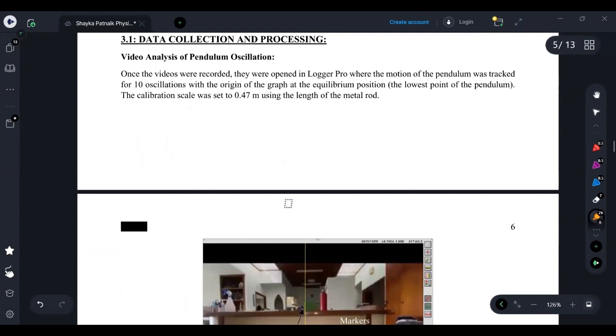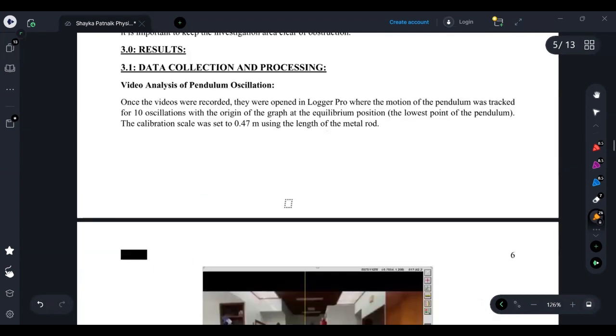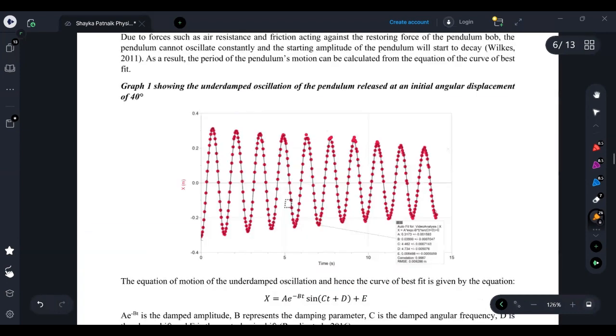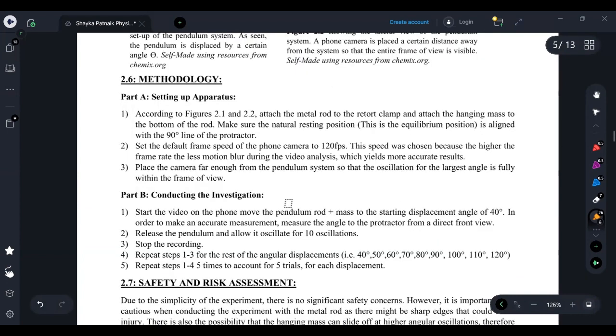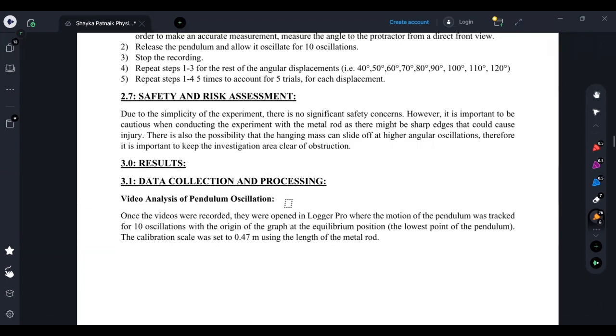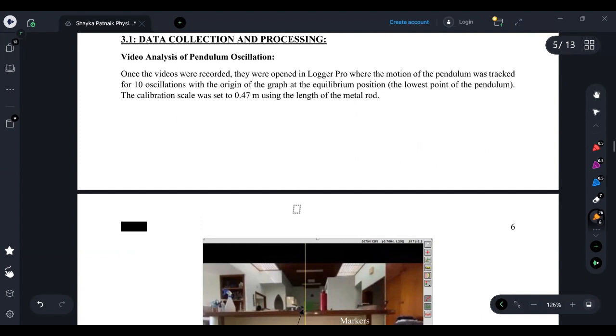The next part of your IA is the results and processing section. So this includes your data collection, your graphs, and presenting your raw data. And this is really important because the way you process your raw data impacts what you write in your conclusion.